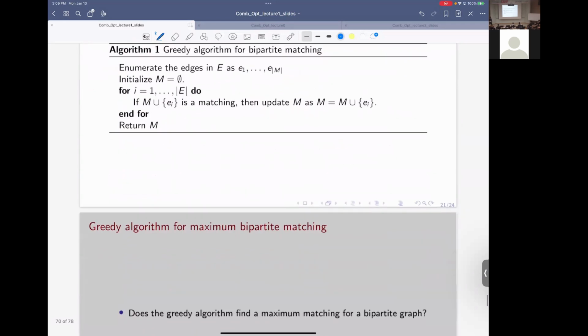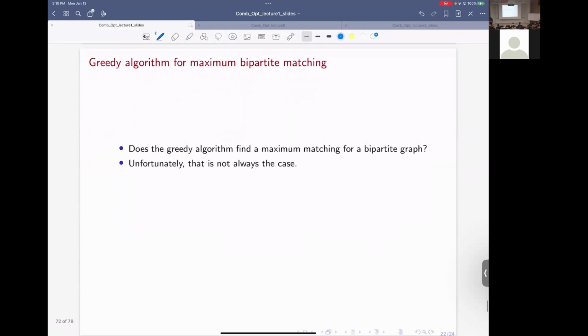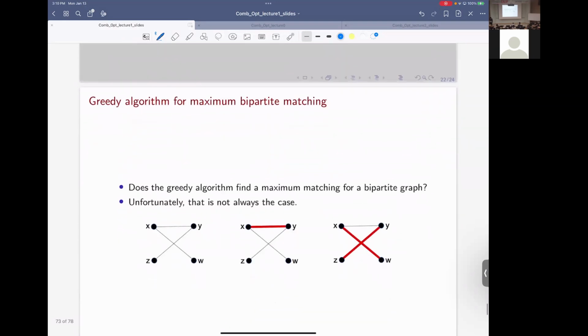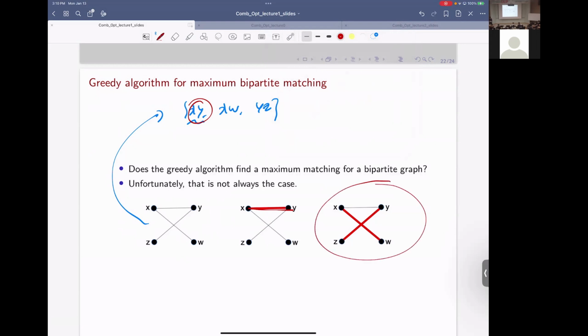What's interesting is the following. Of course, this doesn't give you a maximum matching, because if you enumerate the edge set as XY, XW, and YZ, then because XY is the first one, if you include XY, the matching is already maximal, and you can no longer add one more edge to it, so you are done. And this doesn't give you a maximum matching, because a maximum matching has to include XW instead of XY. That's unfortunate. But what we can prove is the following.